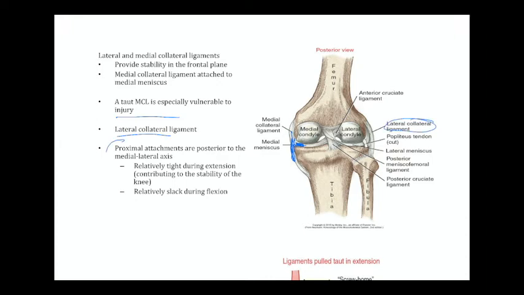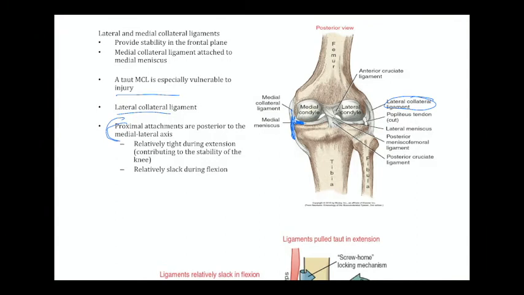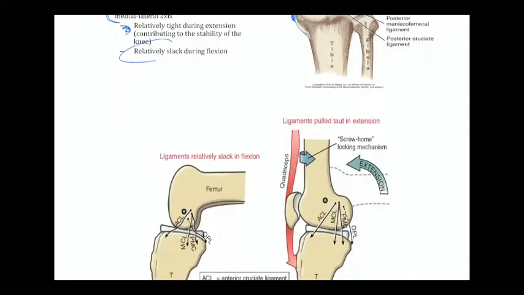Its proximal attachments are posterior to the medial-lateral axis, and we'll look at that in a second. And then it's relatively tight during extension, which helps keep the knee stable when it's fully extended, and relatively slack during flexion. And you can see that here.